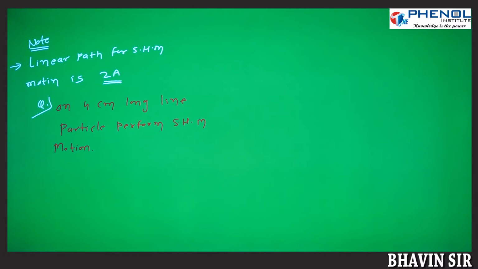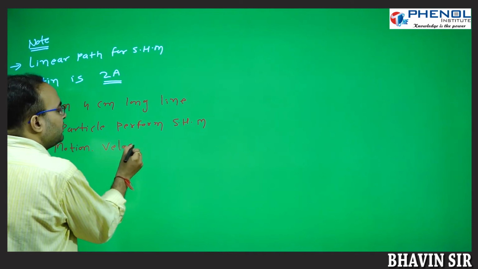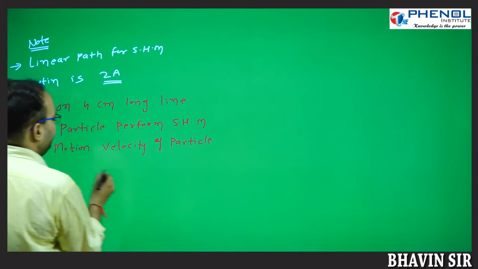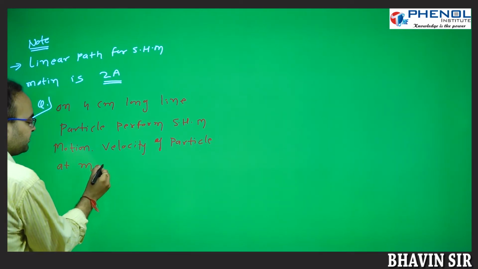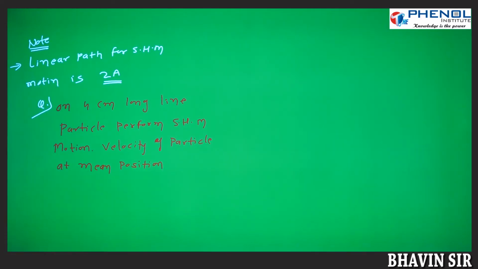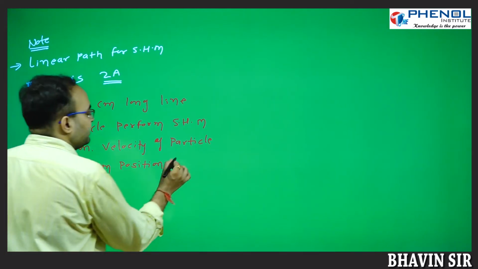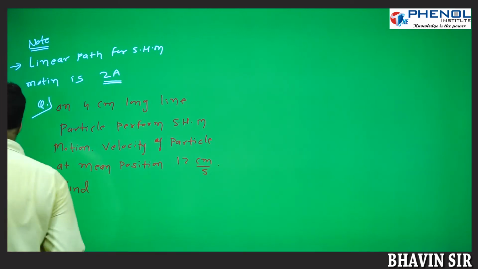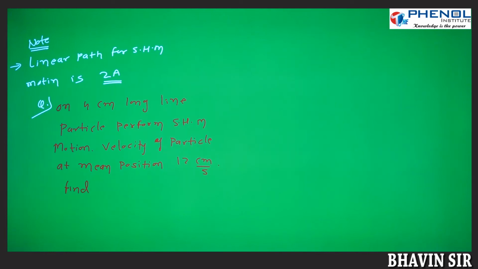Now the velocity of the particle at mean position is 12 centimeter per second. Find the frequency of the particle, find the frequency of oscillation.